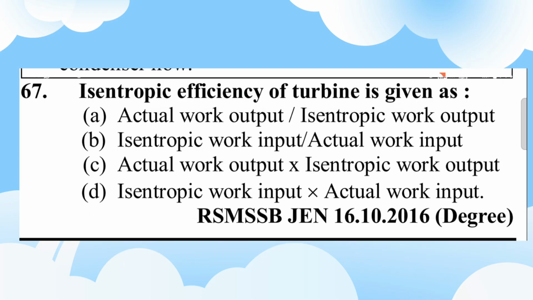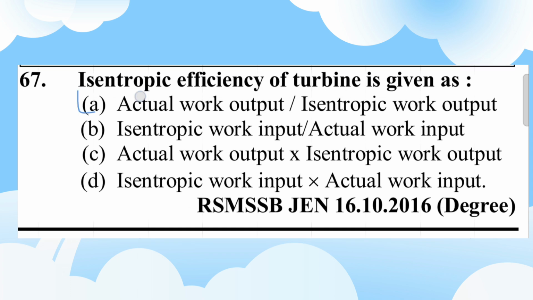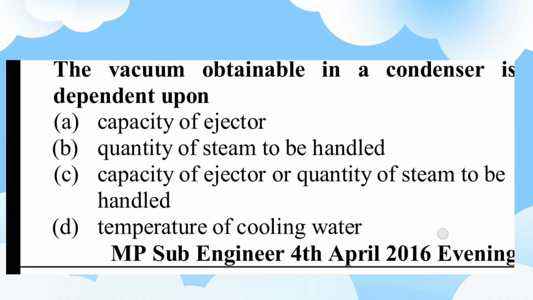Friends, question number 67. Isentropic efficiency of turbine is given as: actual work output by isentropic work output, isentropic work output by actual work input, actual work output into isentropic work output, isentropic work input into actual work input. ये ऑप्शन होगा actual work output by isentropic work output.